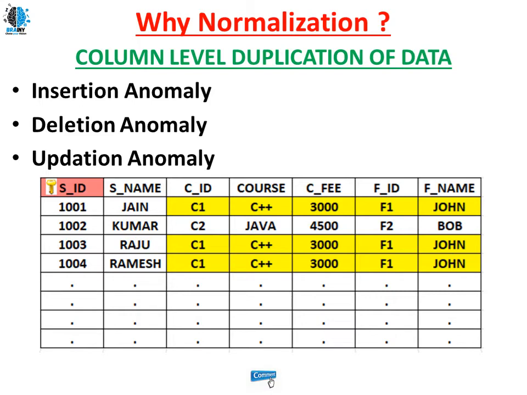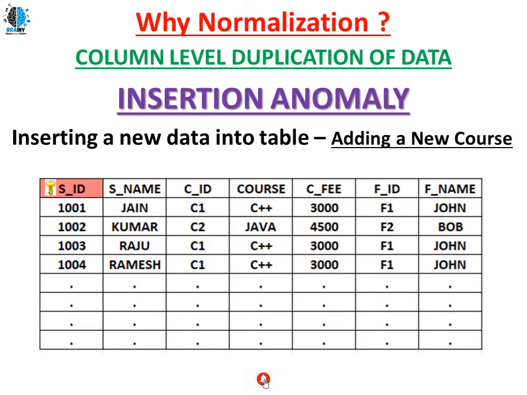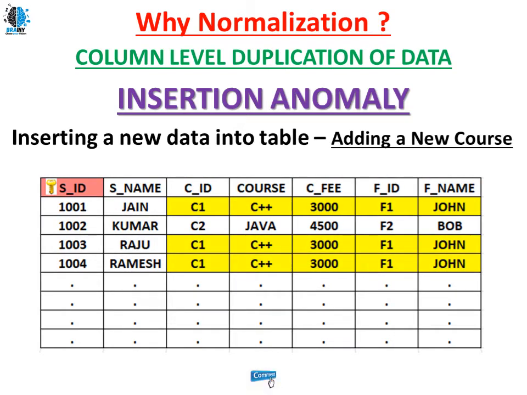So what is an anomaly? At certain or special cases, we will have a certain problem with the data. Let's see the first one, insertion. The first column level duplication is insertion anomaly. Let's discuss in detail. As we have this data on the screen, I have student ID, student name, course ID, course name, course fee, faculty ID, faculty name in this tabulation. As you can see, I have duplicate data in the columns of courses, fees, and faculties.